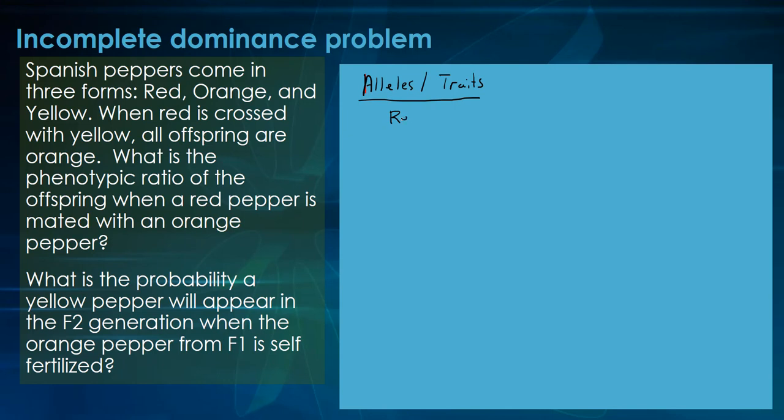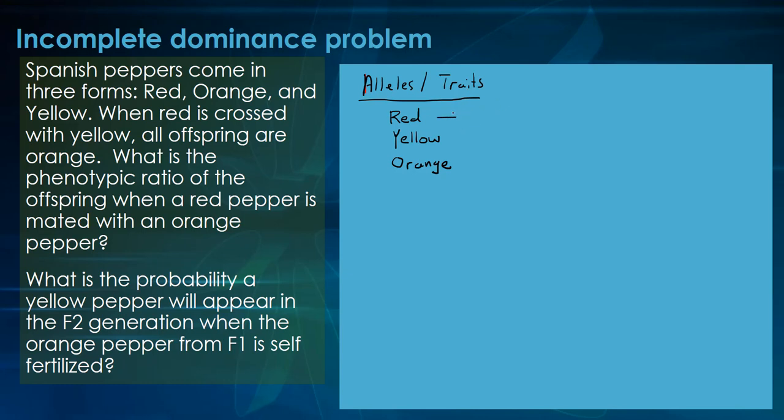So we've got our red. We've got yellow, which then red and yellow were combined to create the third trait, orange. And we get that information out of the question. So once again, we see that red crossed with yellow creates orange. So therefore, this is incomplete dominance.